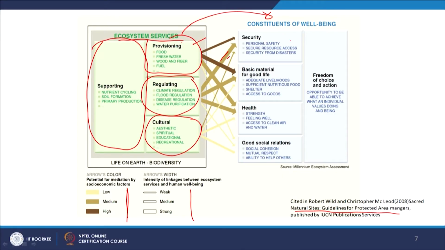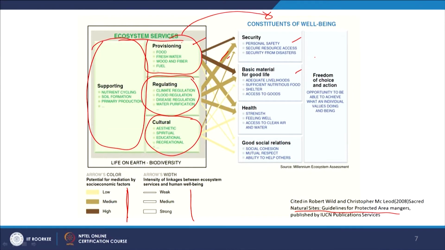On the security side, yes, it provides personal safety, secure resource access, and security from disasters. Sometimes these ecosystems provide a kind of barrier to protect you from disasters. And today we are talking about climate change. Obviously, we are the actors involved in the whole process of change, and in return what we get is basic material for a good life, adequate livelihood, sufficient nutritious food, shelter, and access to goods, and health, as well as good social relationships and freedom of choice. So I hope you got the point now.